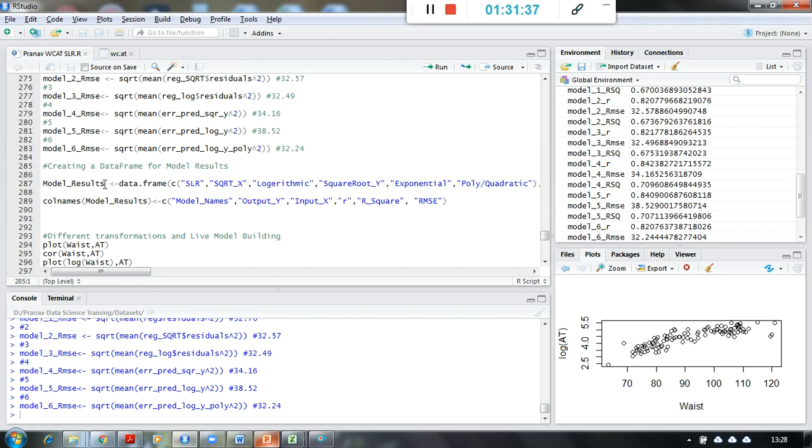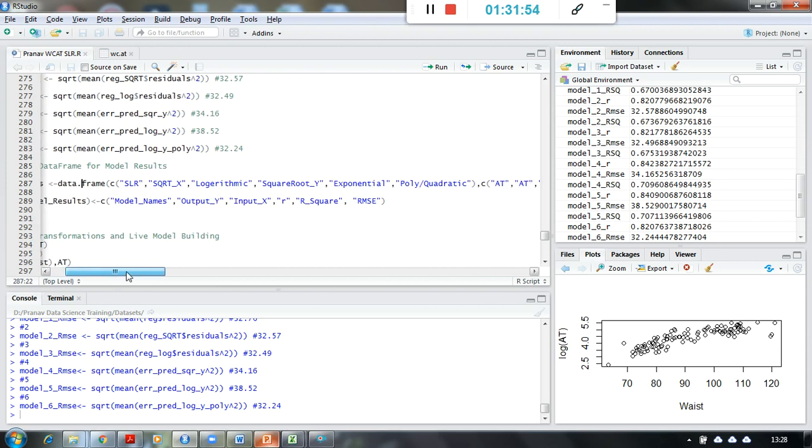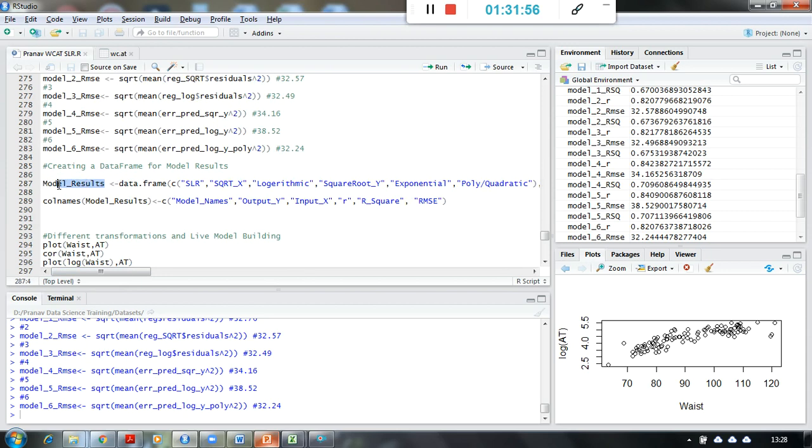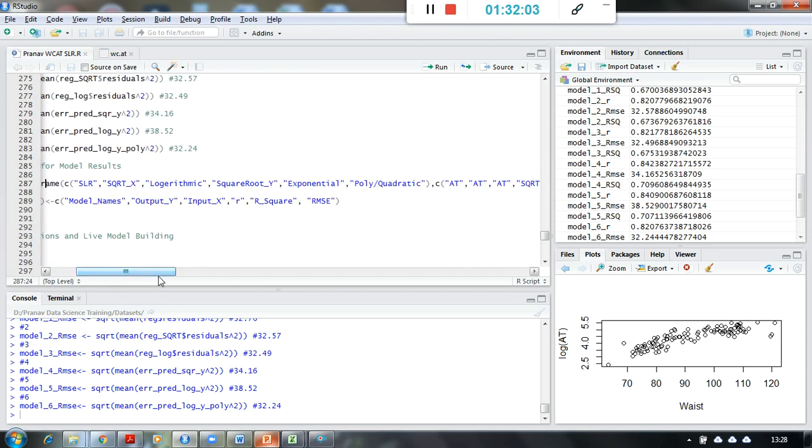Now let us create a data frame, a table to evaluate our model results. What we have done here is built 6 models, and I am going to create a table, which I am calling model results. So it is going to be a data frame.